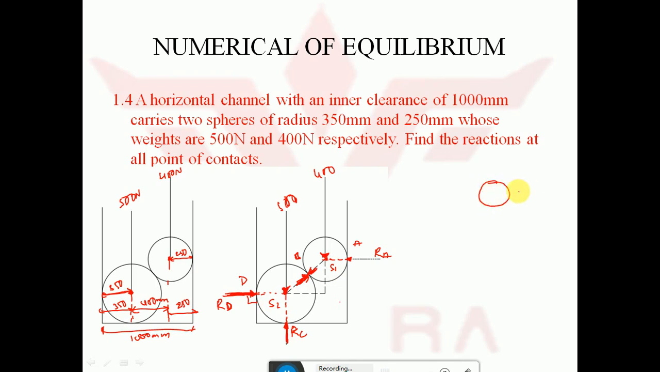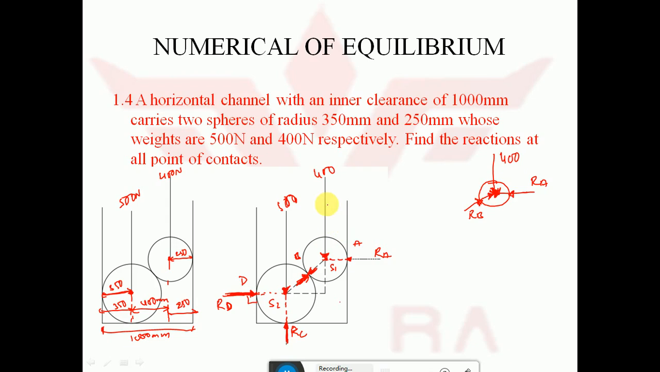So what are the reactions? One is RA, another one is the 400 Newton, and one more is RB. RB is acting in this direction, along with RA, and this 400 Newton is acting downwards.